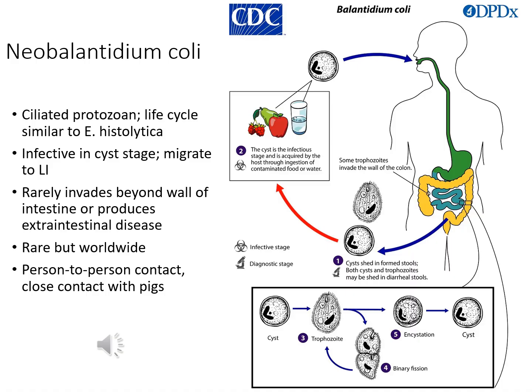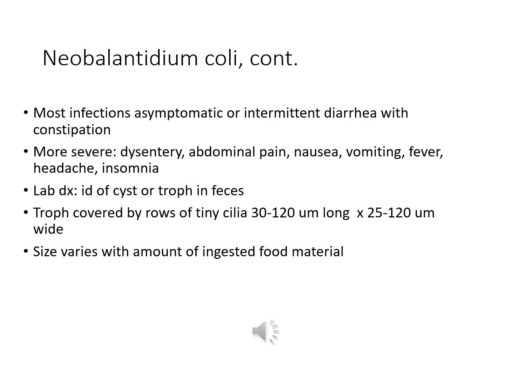It is rare, but it is found worldwide. A lot of times it can be transmitted by person-to-person contact or by people who have close contact with pigs. With Neobalantidium coli, most infections are asymptomatic, or they may have intermittent diarrhea with some constipation. In more severe cases, the symptoms will be dysentery, abdominal pain, nausea, vomiting, fever, headache, and insomnia. Laboratory diagnosis is usually by identification of a cyst or troph found in the feces.